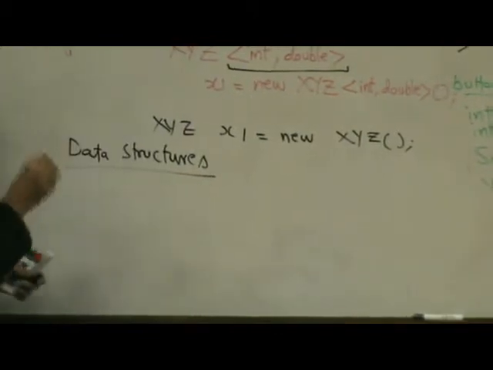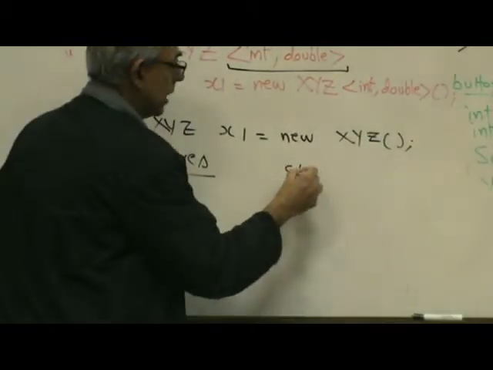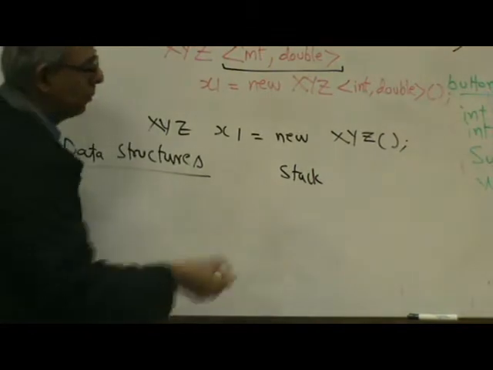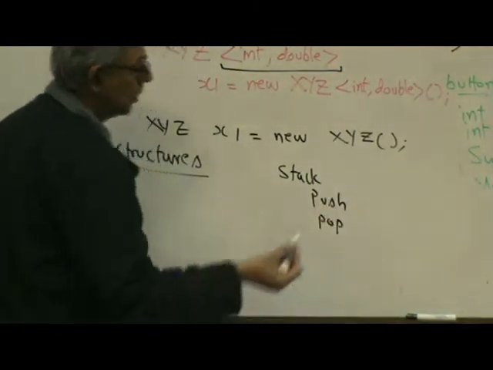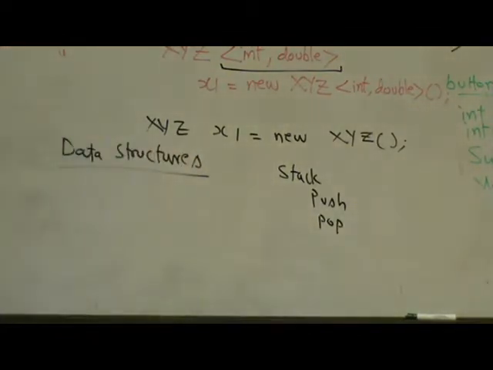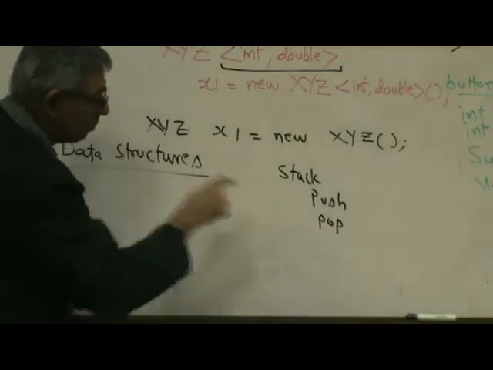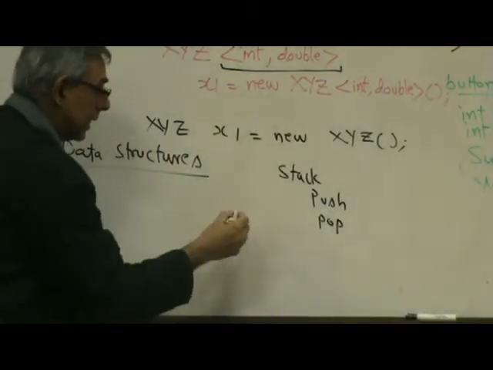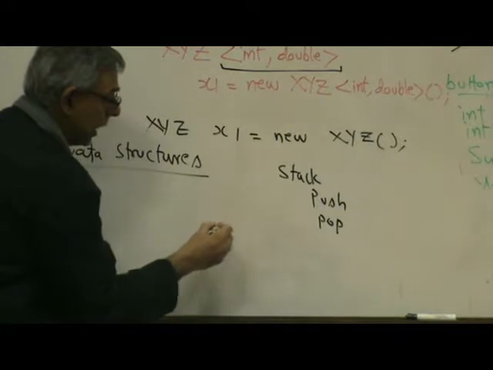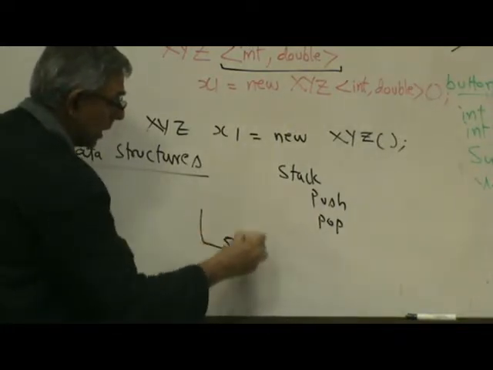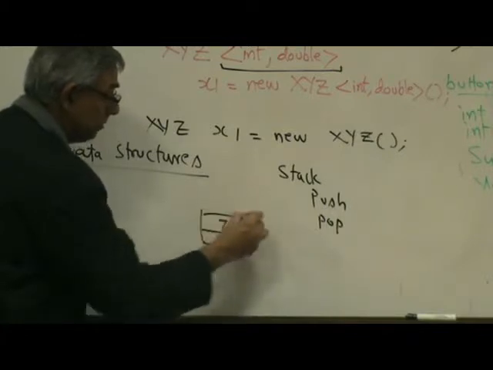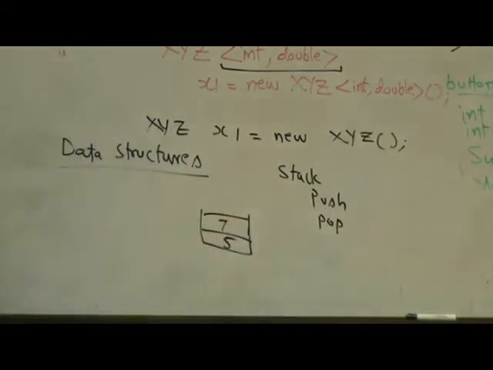You guys remember from your data structures classes, let's say you wanted to create a stack. Remember what kind of operations a stack has? Push, pop, initialize, and so on, right? So what if you wanted to create a stack of integers? If you did a push 5, 5 will go on the stack. You did push 7, 7 will go on the stack, right?